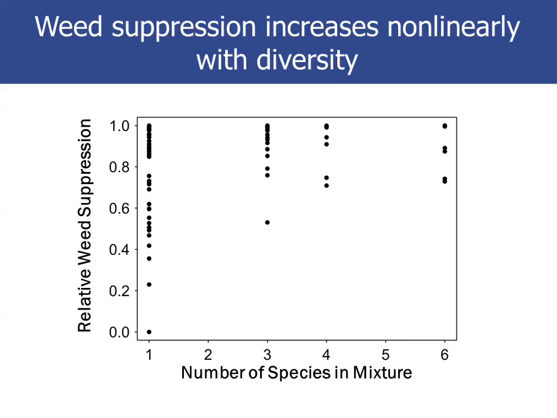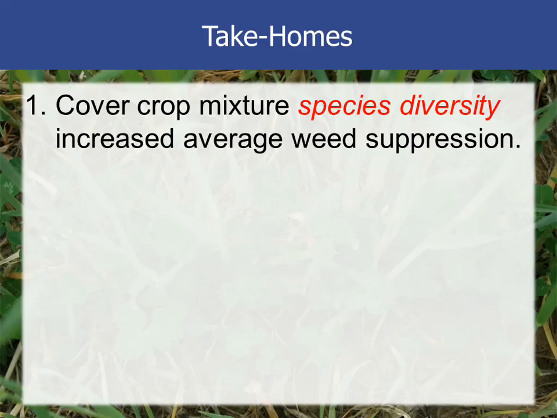And it's interesting to note that you can apply something that was developed out of the natural system to this agricultural system and actually use it to drive a function. So that's my first take-home point. Cover crop mixture species diversity, so having diverse mixtures, did increase the average weed suppression, or reduce the average weed biomass, however you'd like to think about it.